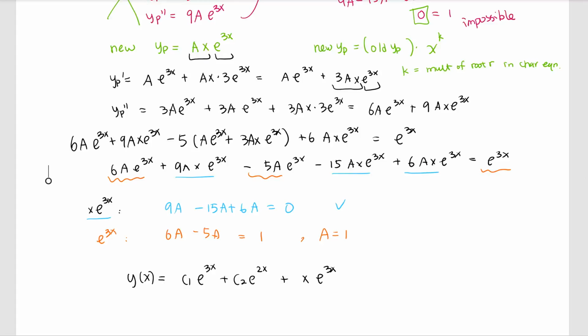Okay, everybody? So keep in mind, we first do our old setup, and then we look at the roots it corresponds to. Do you see the same roots in the characteristic equation? If yes, then you need to multiply your old setup yp by the appropriate power of x. And what is the appropriate power? It's x to the multiplicity of the corresponding roots in the characteristic equation. All right.